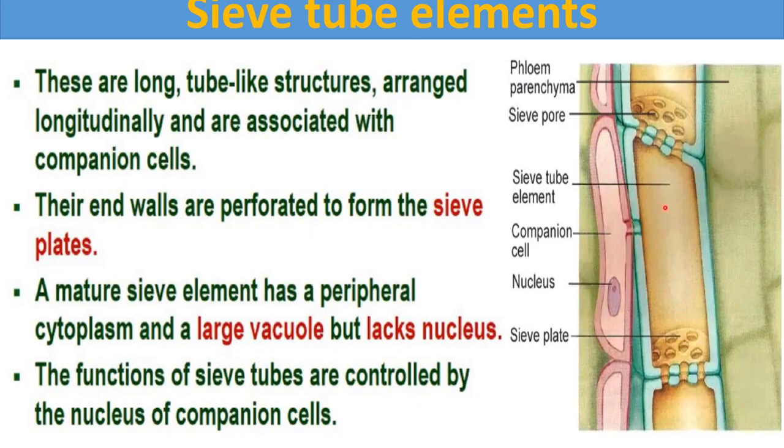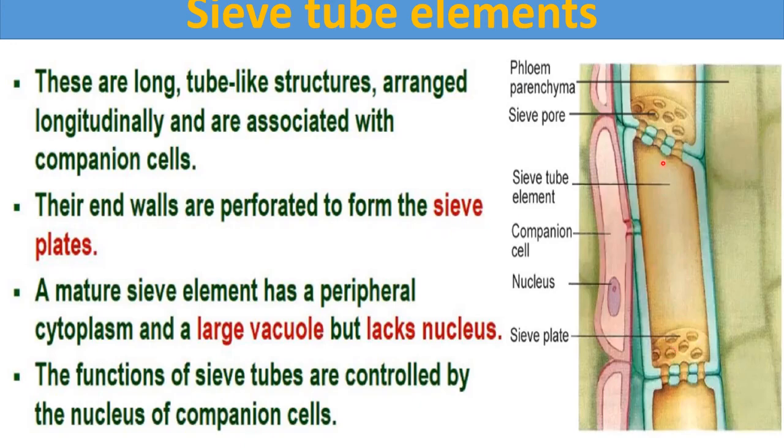As you can see here, just outside the sieve tube element, these pink color cells are companion cells. So in the center of the phloem is the sieve tube element, and in association with the sieve tube elements are these companion cells. These companion cells are present on this side also. Now their end walls are perforated, meaning pores are present in their end walls to form the sieve plates. Sieve like a chalni, so a sieve plate will be formed due to the presence of pores.